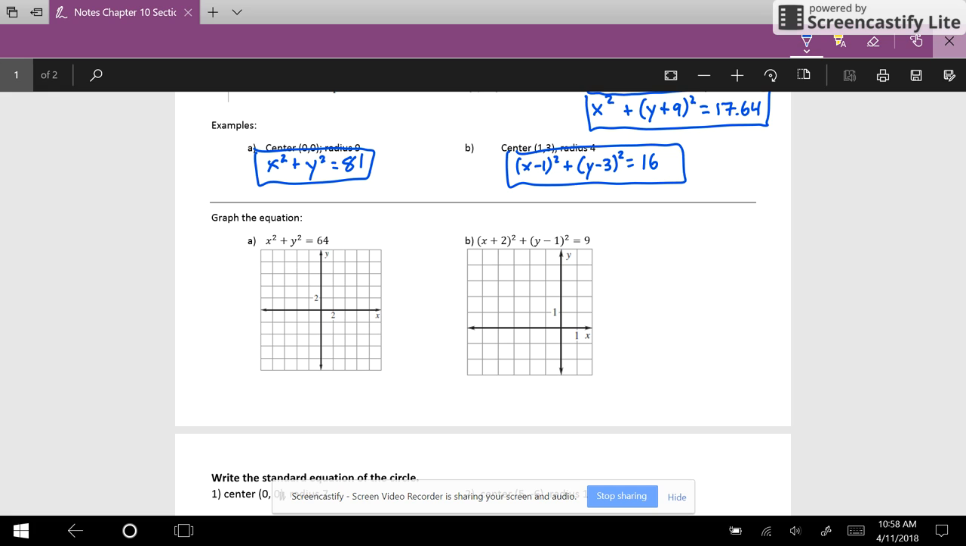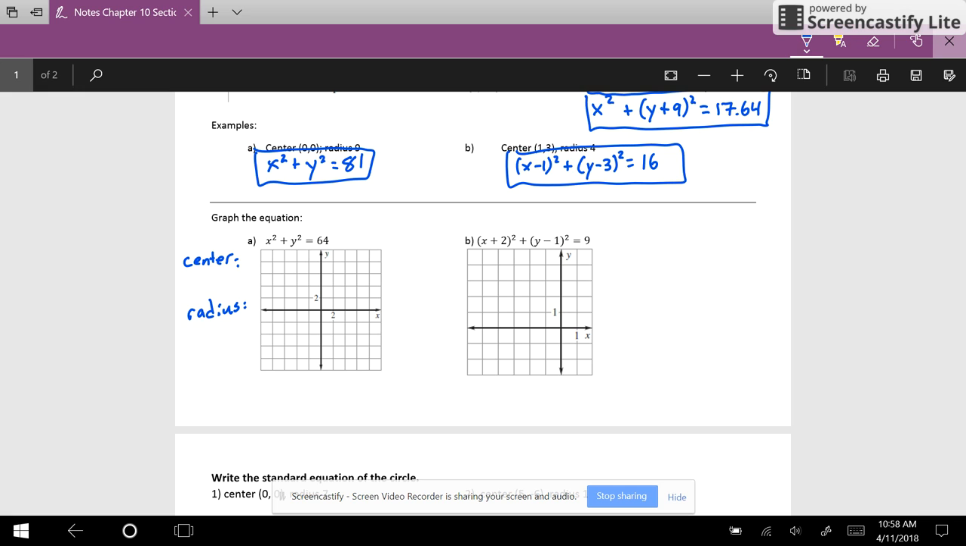And then the last two problems, we go backwards. They give us the equation. We have to draw the circle. So you're going to need to know the center and the radius. We can get those two things from the equation, and then we can graph it.